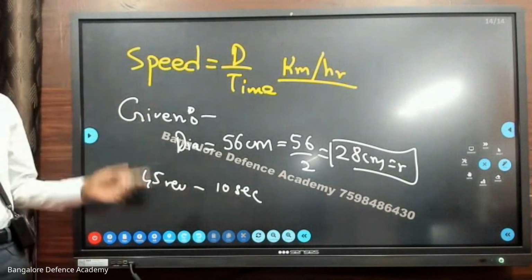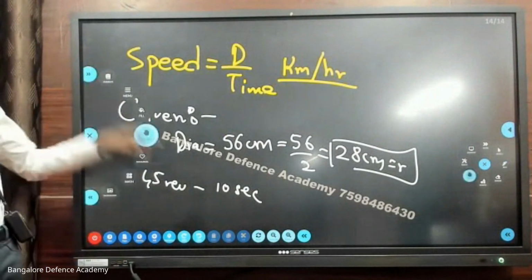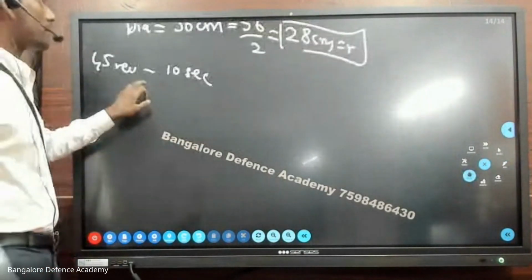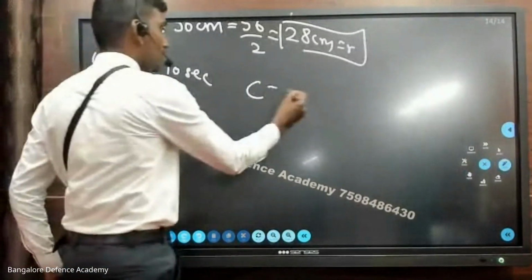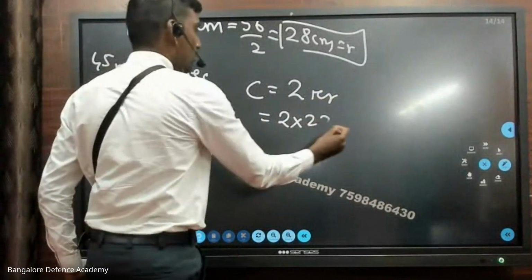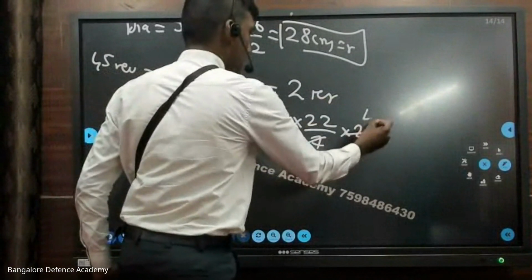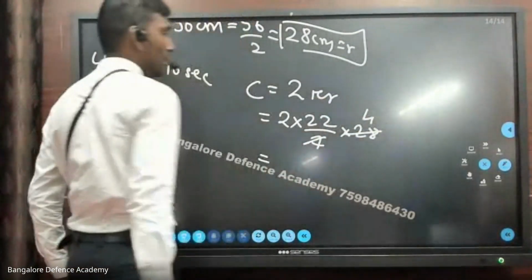So first I have to find the circumference. What is the formula for circumference? Circumference is equal to 2 pi r. That means 2 into 22 by 7 into 28. 7 ones are 7, 7 fours are 4, into 2, 8.